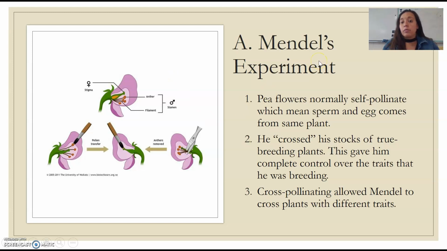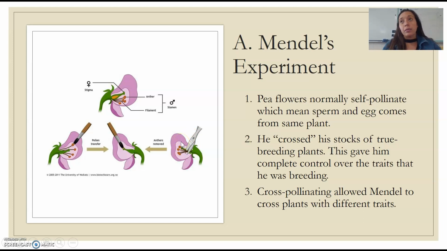So let's talk a little more about Mendel's experiment. Here's a step-by-step, very short compared to yesterday's reading. Pea flowers normally self-pollinate, which means they have a sperm and an egg in the same plant. If you look at this picture, the anther is the male part and the stigma is the female. The stamen is all male, this is all female, and usually it'll pollinate itself. But what he did was he removed the anthers, and then he would pollinate the 2 traits that he wanted.